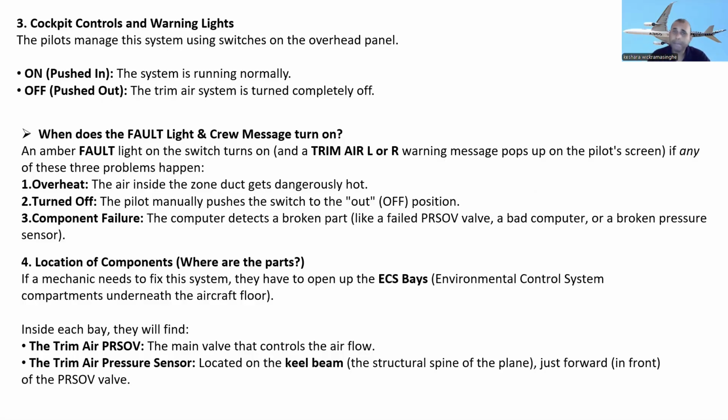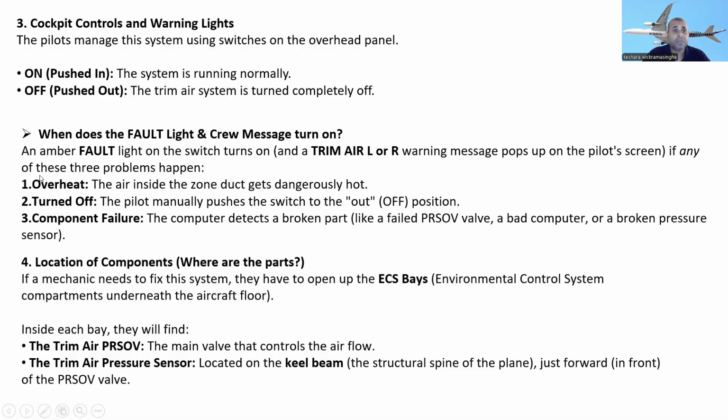When does the fault light and crew message turn on? An amber fault light on the switch turns on and a trim air left or right warning message pops up on the pilot screen if any of these three problems happen. Overheat: the air inside the zone duct gets dangerously hot. Turn off: the pilots manually push the switch to the out, off position. And component failure: the computer detects a broken part like a failed pressure regulating shut-off valve, a bad computer, or a broken pressure sensor.